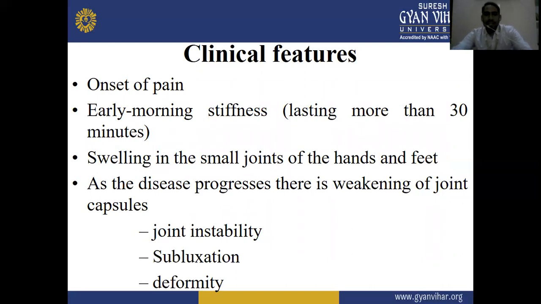Next one is clinical features. Clinical features of rheumatoid arthritis. One, onset of pain, early morning stiffness lasting more than 30 minutes, and swelling in the small joints of the hand and feet. As the disease progresses, there is weakening of joint capsules, joint instability, subluxations, and deformity.